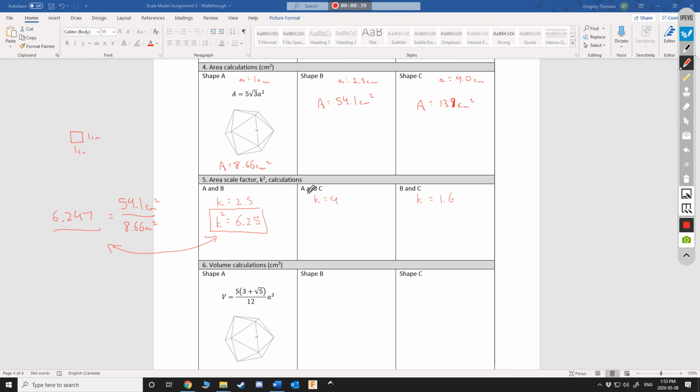From A to C, 139 divided by 8.66, 16.05. Lo and behold, K squared, if I square this value, K squared is equal to 16. We need 16 times more area. B and C, take that 139 divided by 54.1. We get around 2.57. Let's see what happens. 1.6 squared, 2.56.